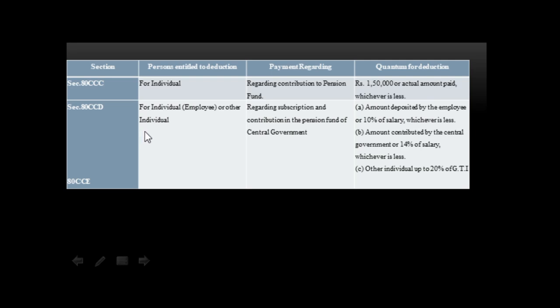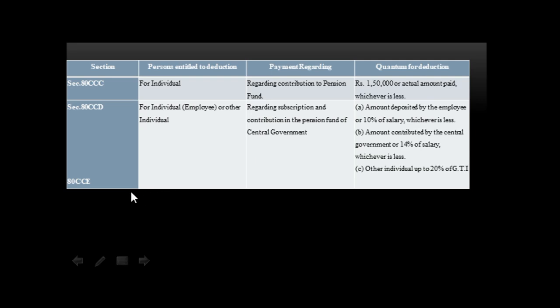And the next section is 80CCD. 80CCD is nothing but subscription and contribution in pension fund of the central government, and this contribution has to be made by central government employees alone. The qualifying amount of deduction will be the amount deposited by an employee or 10% of salary, whichever is less, and the amount contributed by the central government or 14% of salary, whichever is less, and other individuals up to 20% of gross total income. The assessees who are entitled for deductions are employees working in a central government job or an employee of another employer, and assessees being individuals, whoever it may be, but the contribution has to be made towards the central government only.